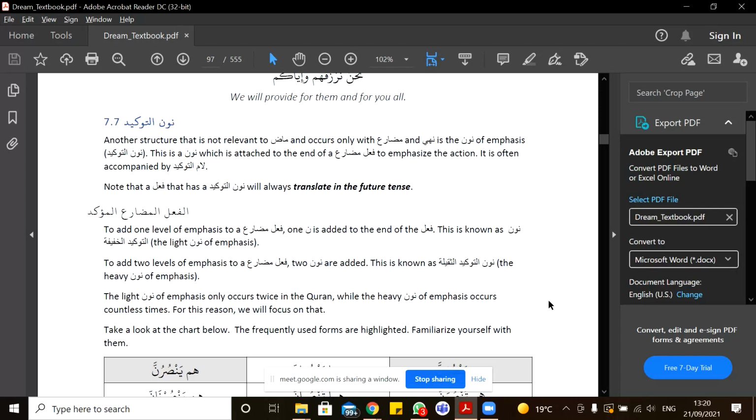So, who will give me the fi'l mudare chart? Hello, who will give me the fi'l mudari chart? Any volunteer, please?